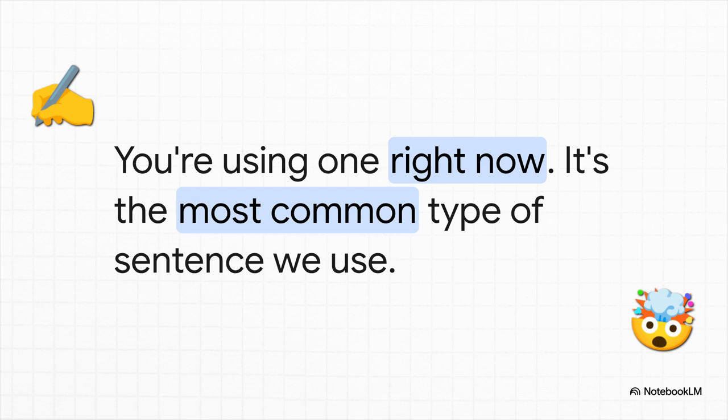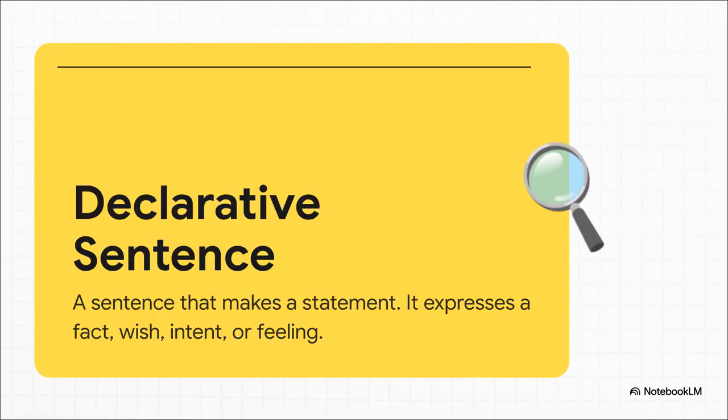In fact, you're using them constantly without even realizing it. Even right now, just thinking about what I'm saying, your brain is processing it using these simple statements. They're so fundamental, they make up pretty much everything we say and write in English. So, what's the official definition? Well, at its heart, a declarative sentence just makes a statement. Its one job is to declare something, whether that's a fact, a wish, an intention, or a feeling. It's the real workhorse of our language.